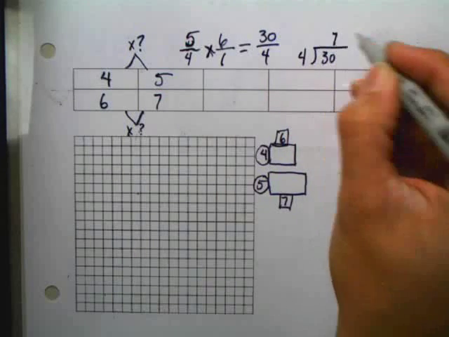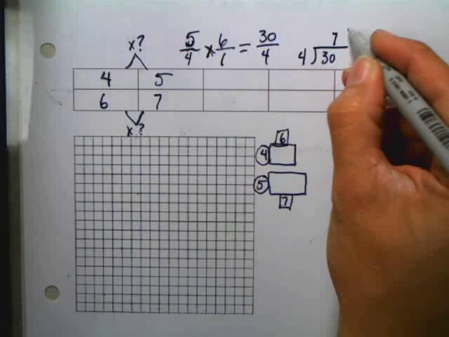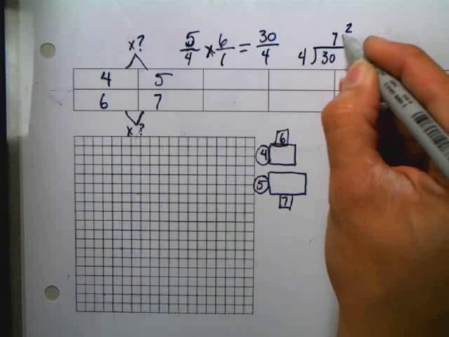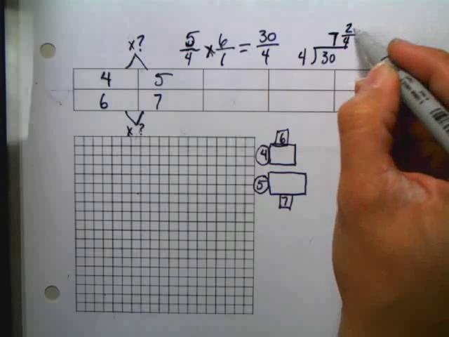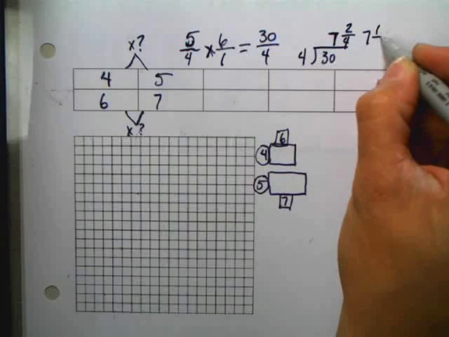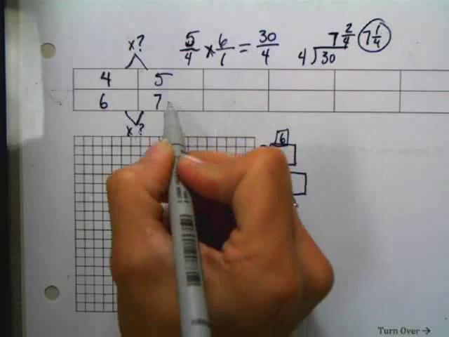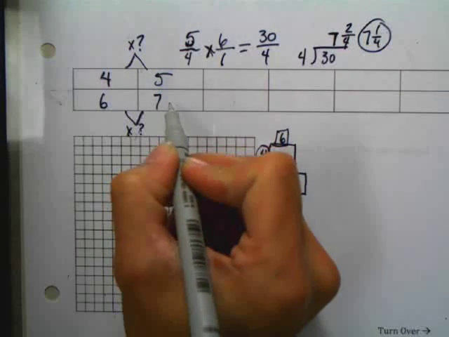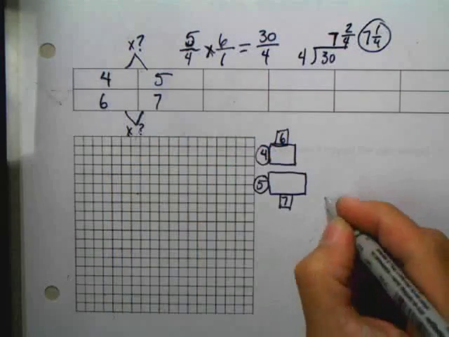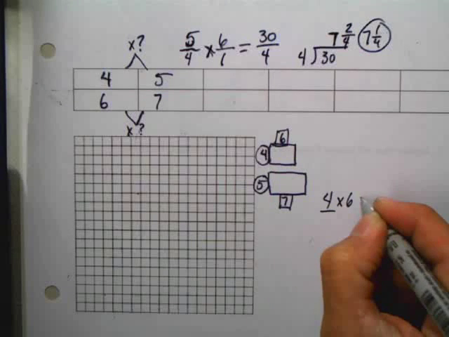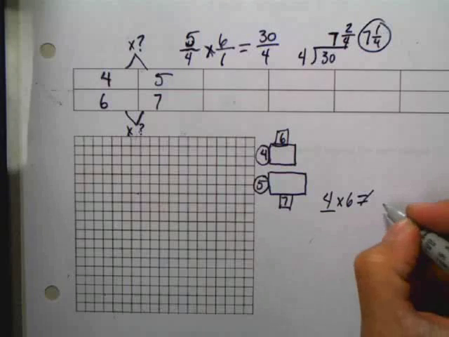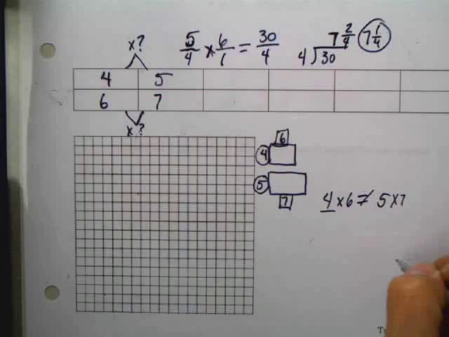4 times 7 is 28. Whoa, wait a second. With 2 left over and 4. That's not right. It's pretty close, but it's 7 1/4 is what we should be getting in this box, which means that the 4x6 photograph is not proportional to the 5x7 photograph.